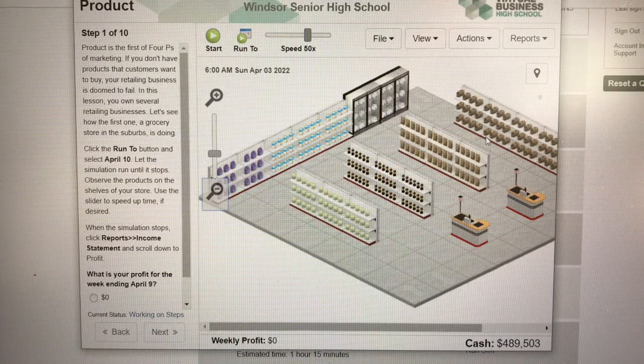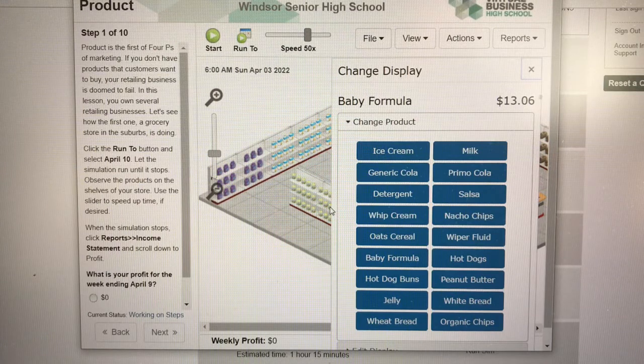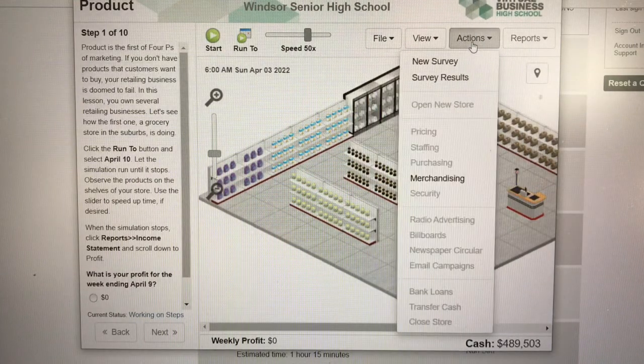Currently, they've got a lot of bread on the shelves, milk, baby formula, detergent, cola, nacho chips. You can click on these little things and it'll tell you what's on that shelf as well. This one's baby formula. Then it shows you the price, and that's how you would change the shelf if need be. So in this particular lesson, they're going to have you determine what products you want to sell. You might have to do a little survey to find out what you're going to put out there for people. They want you to see how the business is doing at first.